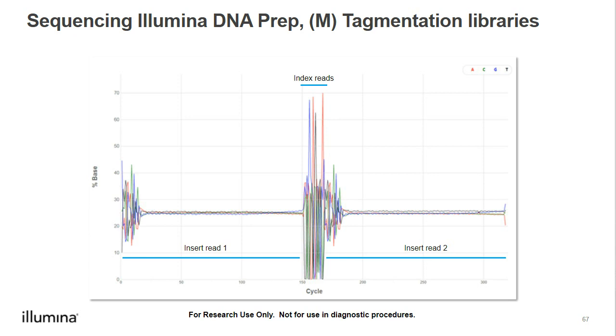We have millions of different inserts in our libraries, so the insert reads are diverse and balanced. When we get to the index reads, there would now only perhaps be a handful of different sequences. So the overall diversity of the sequences present is dramatically reduced, and this is what causes the spiky pattern in the percent base plot.